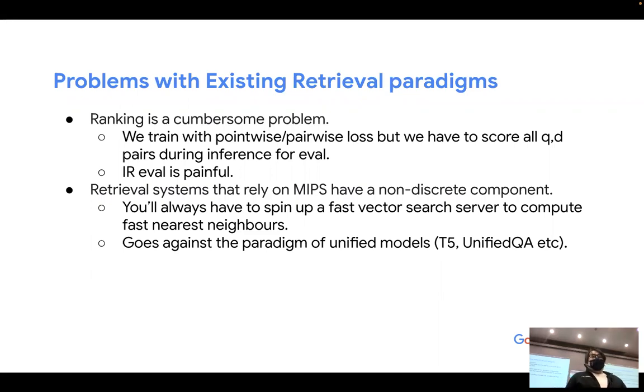The next thing is that retrieval systems that rely on fast nearest neighbor search have a discrete component, not non-discrete, that's a typo. You always have to spin up this fast vector search server to compute the nearest neighbors, so there's always this external component that is non end-to-end that you have to take care of. This goes against the paradigm of unified models. Models like T5 and UnifiedQA want to use one model for everything. Along this paradigm, it's always good to have stuff that is completely end-to-end differentiable. If you have a discrete component somewhere, it makes life a little bit less elegant. So this is the extra motivation for why we embark on this work.